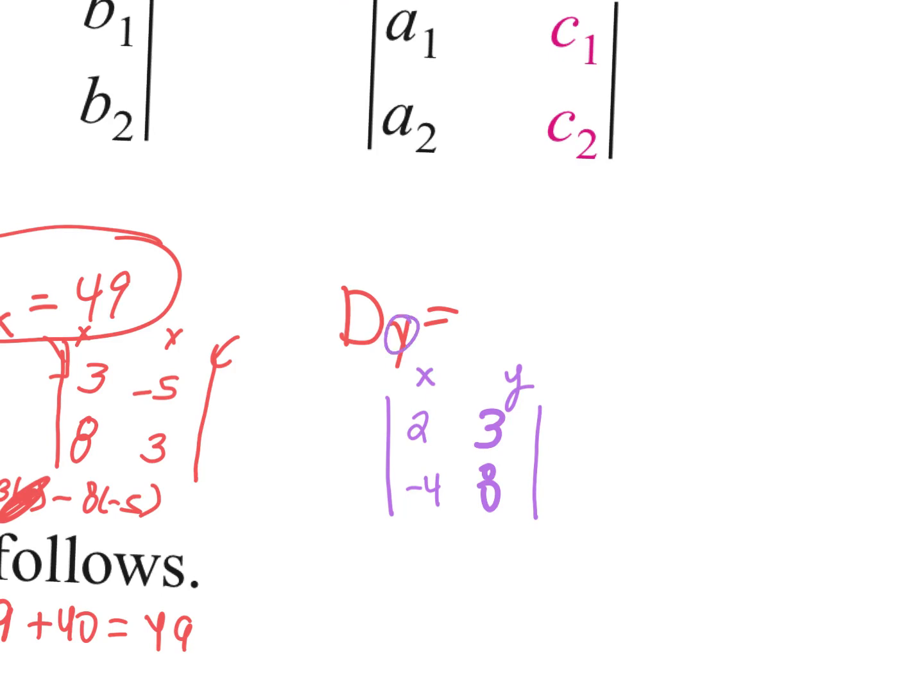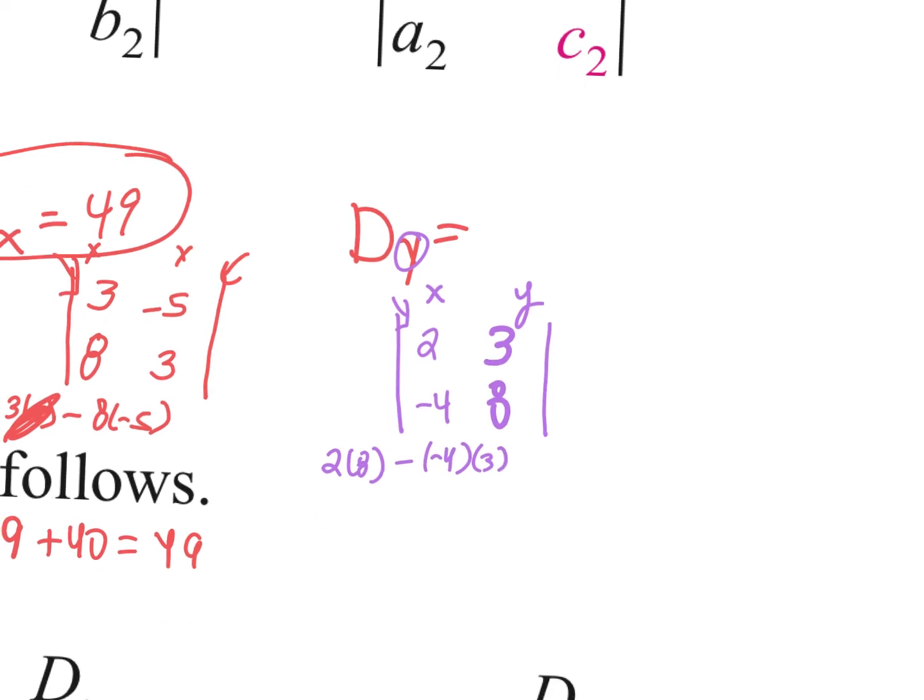So again, major, so 2 times 8, minus the minor is negative 4 times 3. What is 2 times 8? 16. Minus, what's negative 4 times 3? Negative 12, right? What's 16 minus a negative 12? It's plus, and that gives me 28, right?